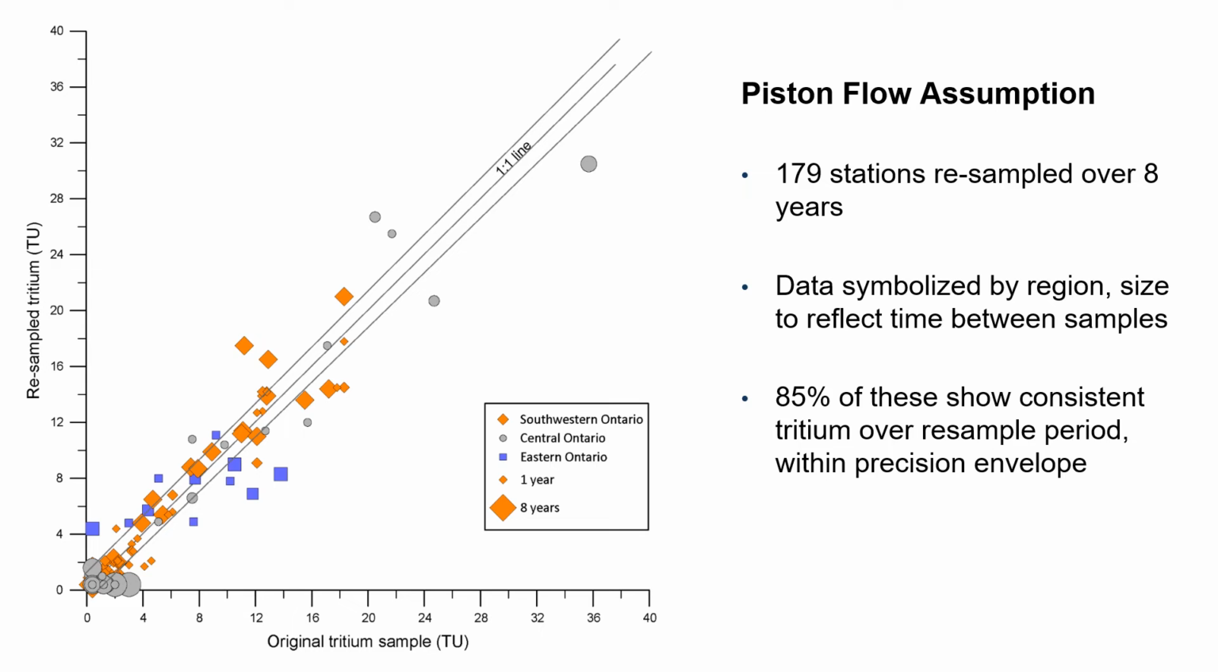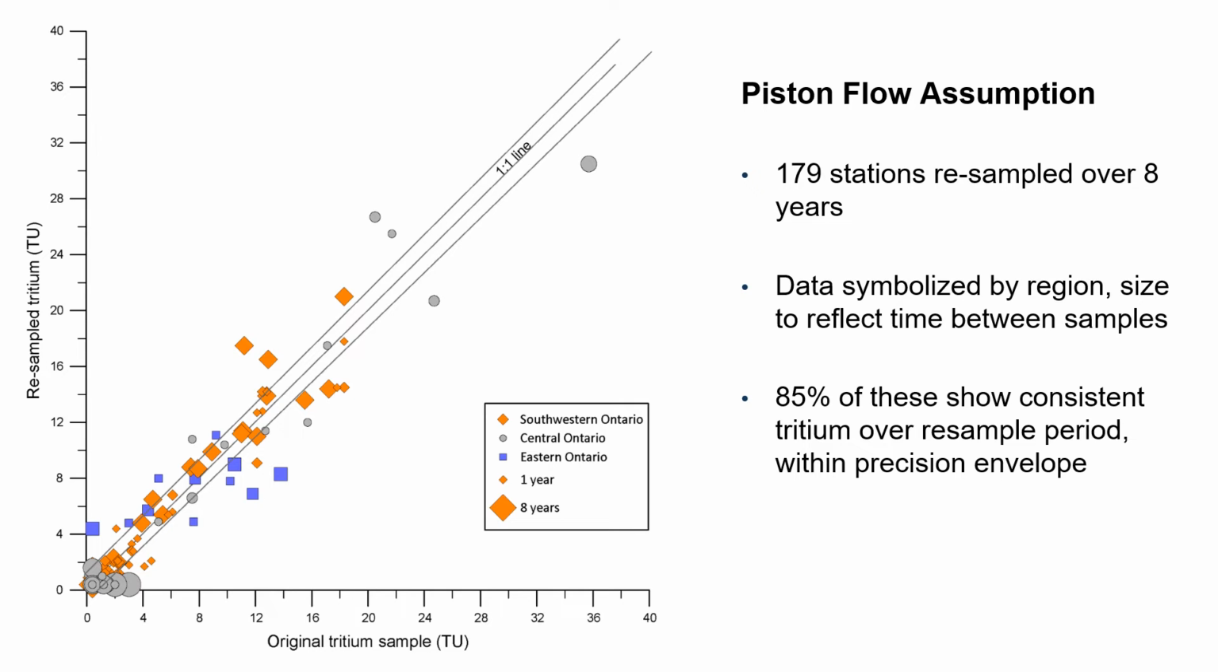Although I could talk about the assumptions at length, I'm only going to focus on the piston flow assumption, and we have some evidence to support that the assumption is valid. So we sampled 179 wells more than once over a period of 8 years. And here are the resamples shown by location.